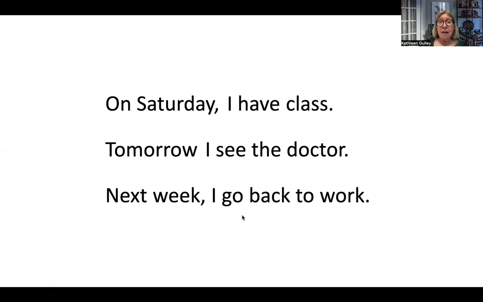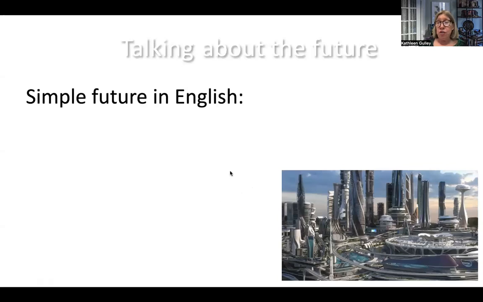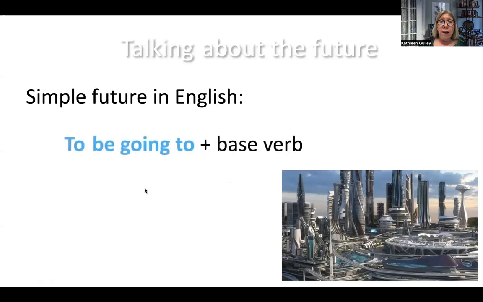Now, if we just said, I go back to work, instead of next week, I go back to work, then it's not obvious that you're talking about something that's going to happen in the future. And that's when you want to use the future tense in English. There are actually two ways to do the simple future in English. One is to be going to plus the base verb.